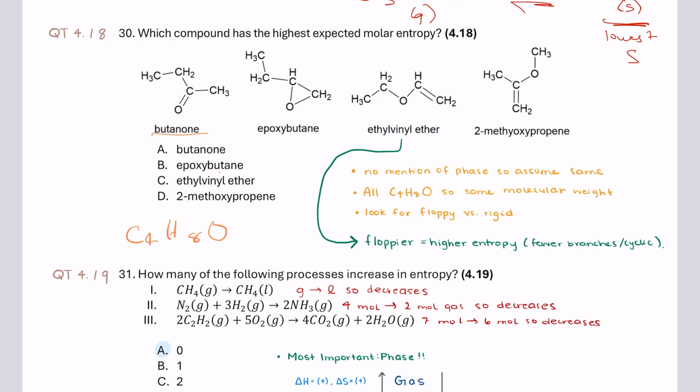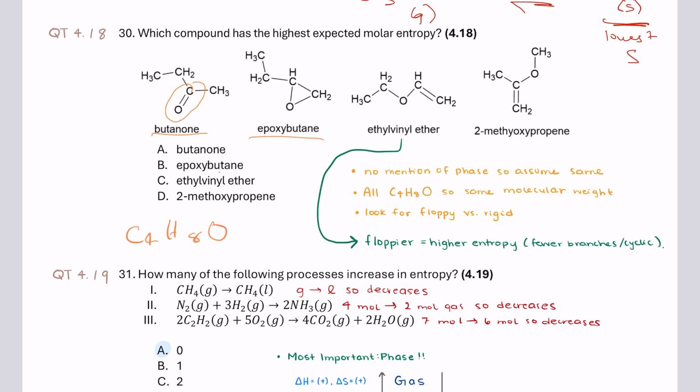Let's look first at butanoate. So this is a straight chain ketone. It's fairly linear and it has some flexibility, but it has this double bond to an oxygen that's kind of branching out, which slightly reduces rotational freedom around the carbonyl.